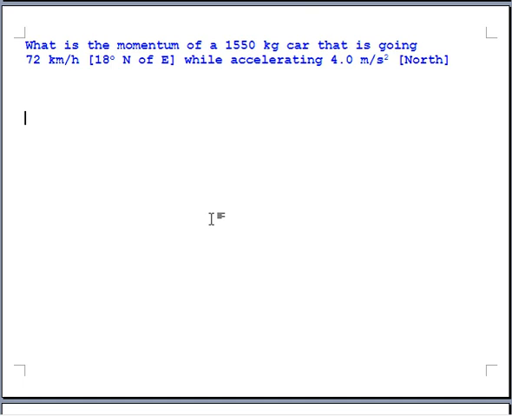Like resolving vectors, do I have to break down the 18 north of east? What do I do with the acceleration? Is this kinematics? And the answer is no. The equation for momentum, maybe I should ink it in at the top there. Momentum is simply p equals m times v.